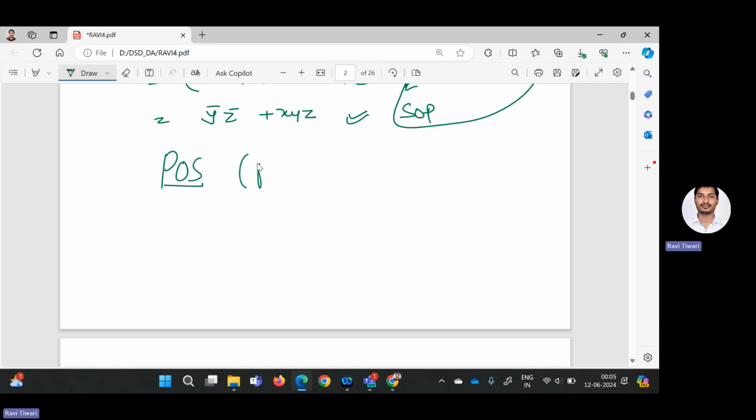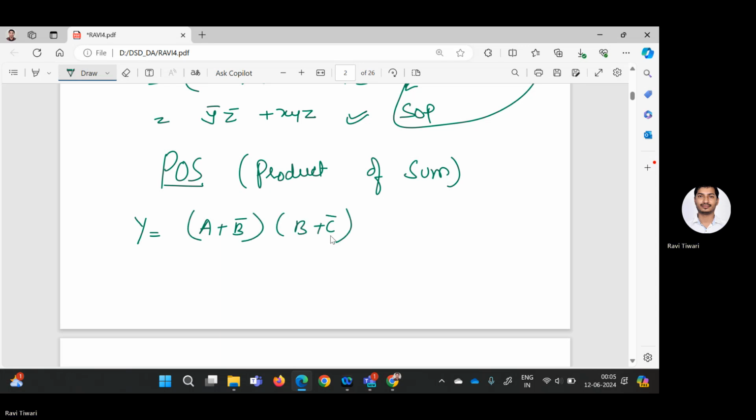POS, or product of sum. If I am writing any expression like y is equal to a plus b bar, times b plus c bar, this is called the product of sum. Why? Because we are taking the sum and then we are taking the product. So it is called the product of sum. Again, here we have two parts. One is the canonical or standard POS form. Another one is the minimal POS.